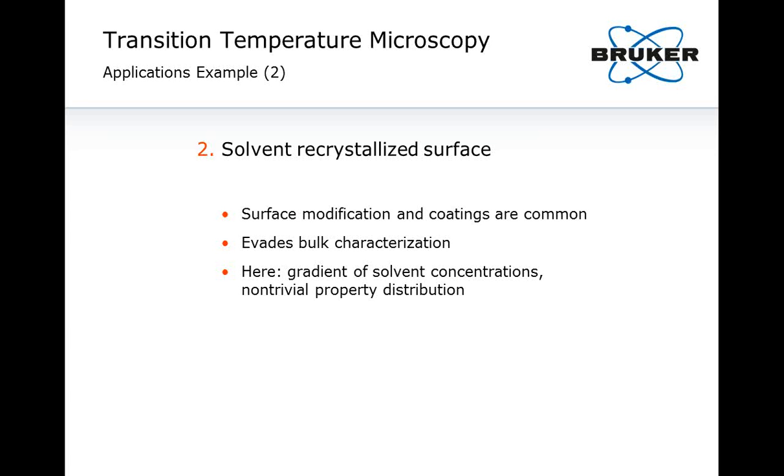In the second example, we're looking at a very different sample, a polymer sample where a solvent recrystallized surface has been generated. Modifying just the surfaces of polymer materials is quite common, and of course creates a surface layer that very locally may have different properties that would evade a bulk characterization. In this case, we've exposed the surface to a gradient of solvent concentrations, something that may result in a not so trivial distribution of properties.